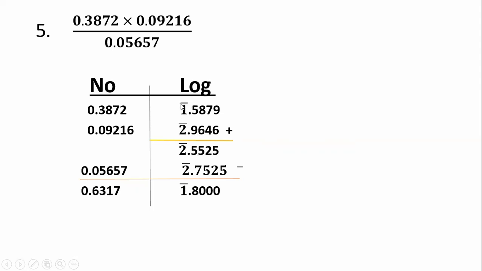1 minus 1, so this one will change to 0, so 0 minus 2 goes to bar 2. Then the denominator is still under 100, bar 2, so 56, 6 under 5, then 7, 5, 2, 5. Since it's division, you draw a subtraction: 5 take away 5, 0, 2 take away 2, 0, 5 take away 5, 0, then 3, 5 take away 7, you borrow. So this will automatically change to bar 3. Bar 3 minus minus, we change this minus minus to plus.